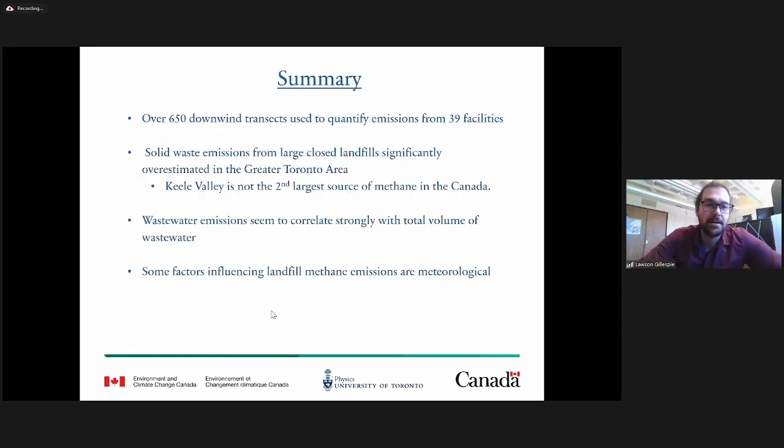So in summary, we've done over 650 downwind transects to quantify emissions from 39 facilities. Solid waste emissions from large landfills are significantly overestimated in our inventories for the Greater Toronto Area. In particular, Keele Valley Landfill is not the second largest source of methane emissions in Canada, as some inventories would suggest. Wastewater emissions seem to correlate strongly with the total volume of wastewater treated, and the factors influencing landfill methane emissions, some of them at least, are meteorological in nature.